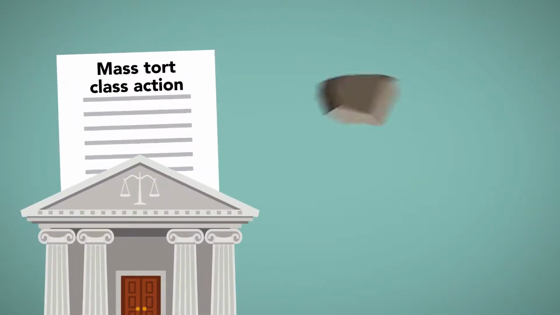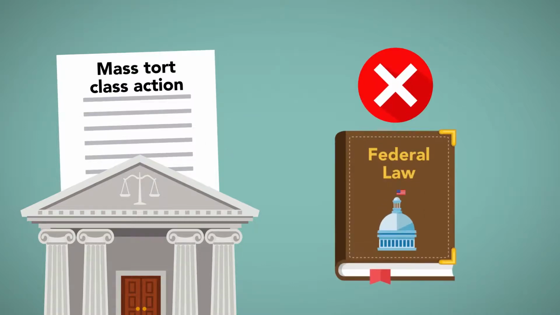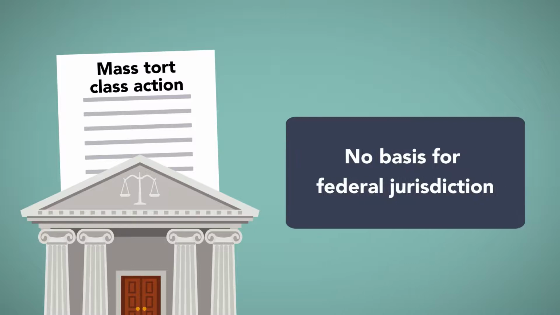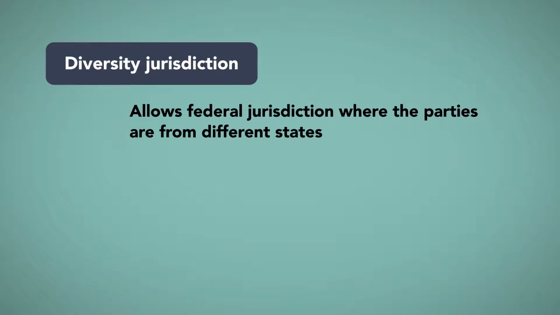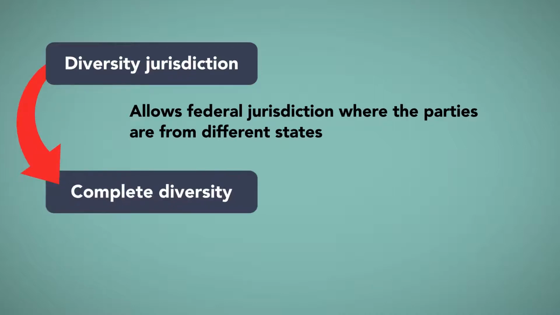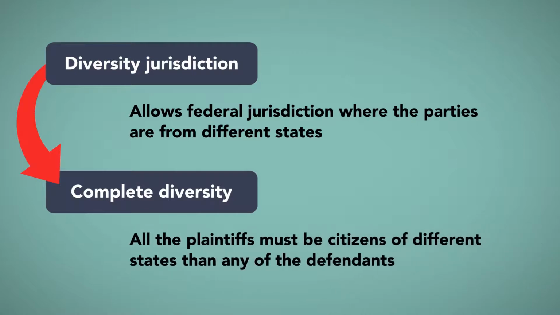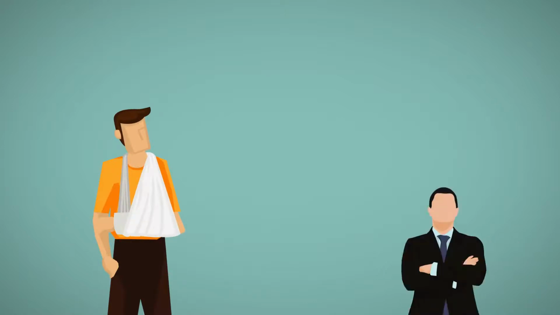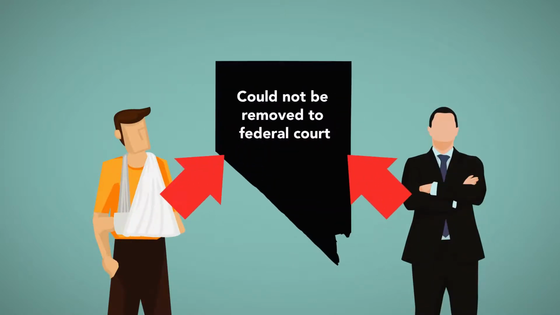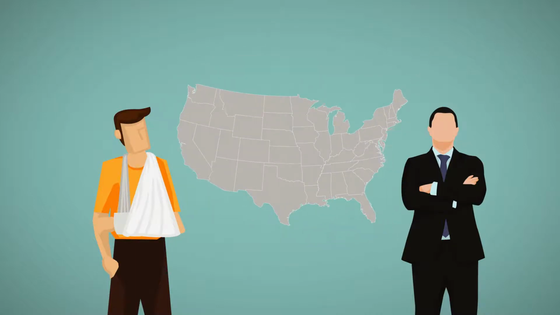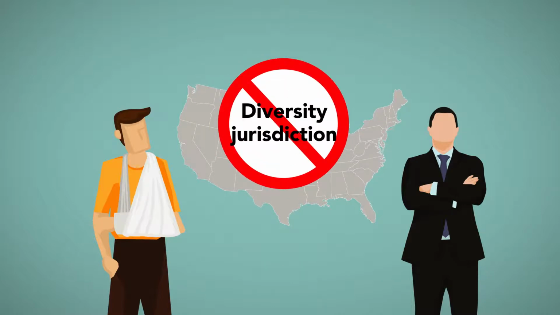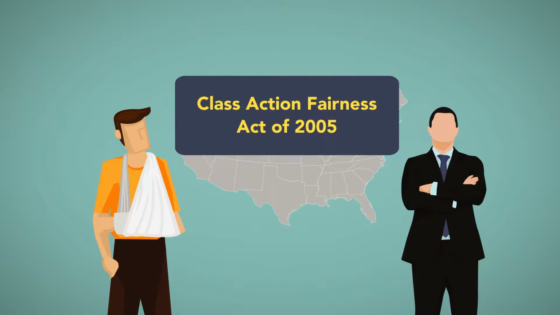It was impossible for defendants to remove these cases to federal courts, as they did not rely on federal law, and so there was no basis for federal jurisdiction. Diversity jurisdiction, which allows federal jurisdiction where the parties are from different states, arises only when there is complete diversity, which means that all the plaintiffs must be citizens of different states than any of the defendants. As long as one plaintiff in a putative class and one defendant are citizens of the same state, the case could not be removed to federal court. Because mass tort actions often included plaintiffs in all states, there was no diversity jurisdiction. That is, this was the case until the enactment of the Class Action Fairness Act of 2005.